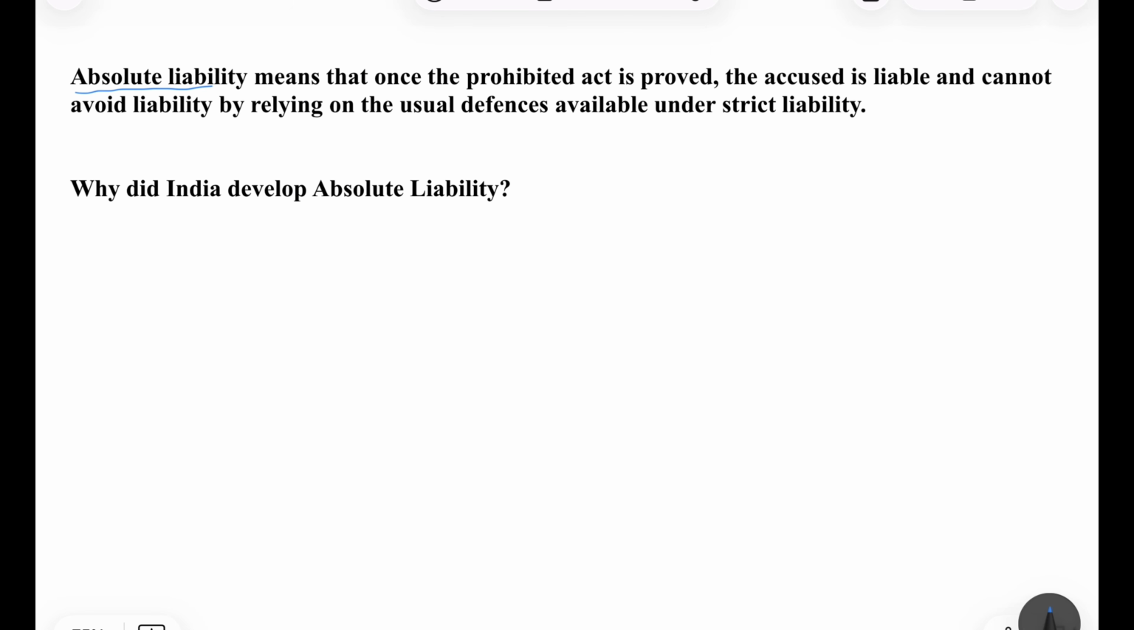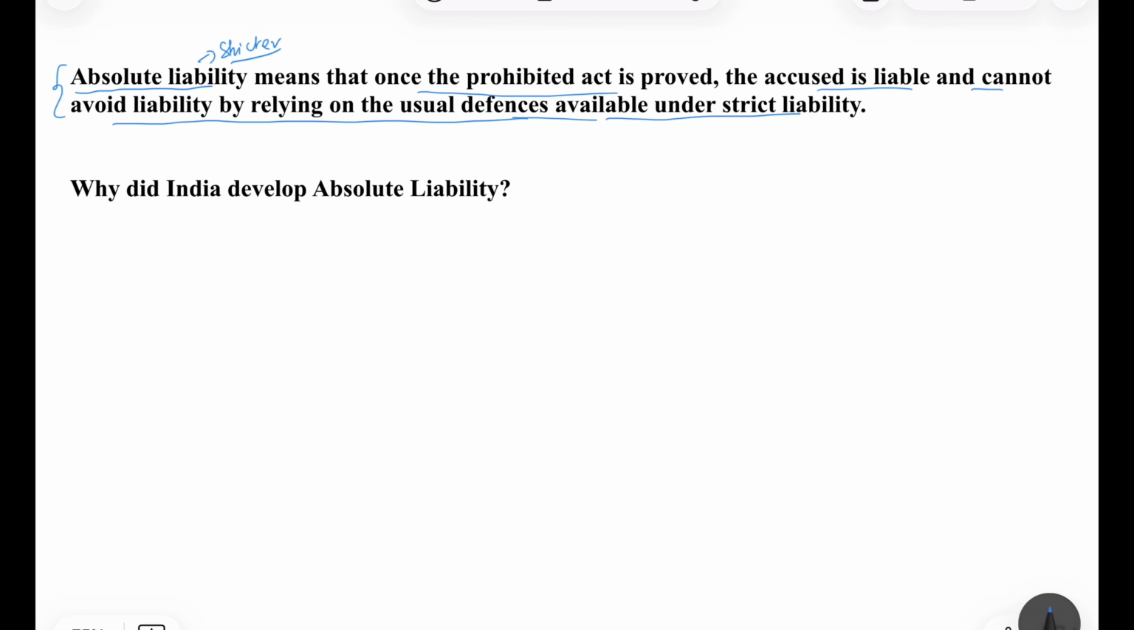You may come up with the word strict liability. You think that strict liability is stricter than absolute liability, but it is wrong. Absolute liability is stricter. Remember this, and I will also prove this. Absolute liability means that once the prohibited act is proved, the accused is liable and cannot avoid liability by relying on the usual defenses available under strict liability. By this definition itself, you can easily understand that absolute liability is stricter.